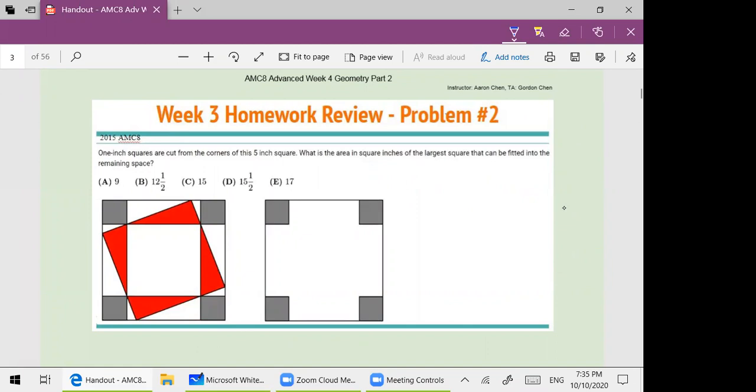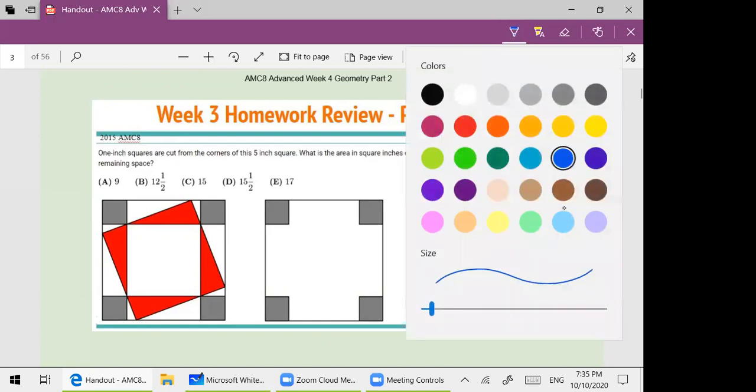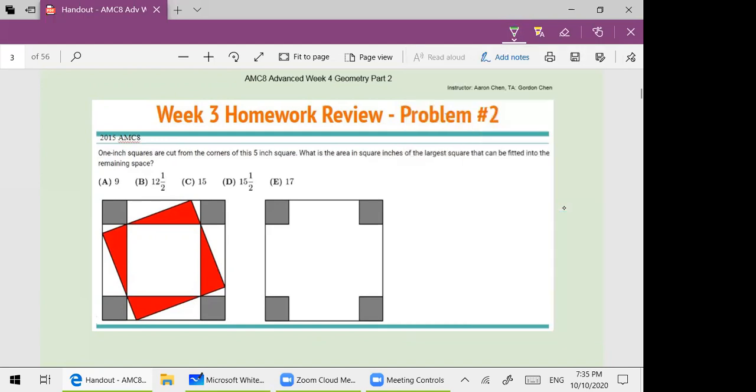Now, here's another problem that many people missed. So the largest square that's possible would look like this.